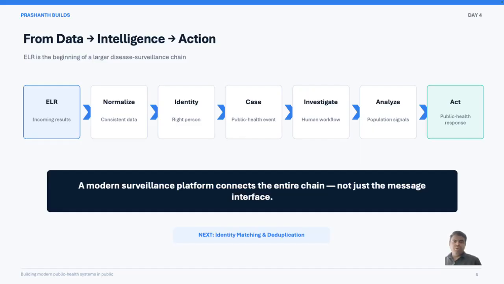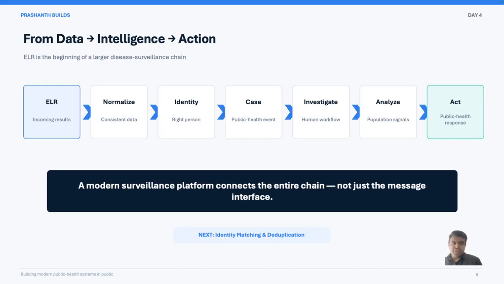The important takeaway is that ELR isn't disease surveillance by itself. It's the beginning of a much larger chain. We receive information, normalize it, determine who it belongs to, decide whether public health action is required, create or update a case, support an investigation, and eventually turn all of that information into population-level intelligence. And every step depends on the quality of the previous step. That's why I think ELR is one of the most important foundations of a modern disease surveillance platform.